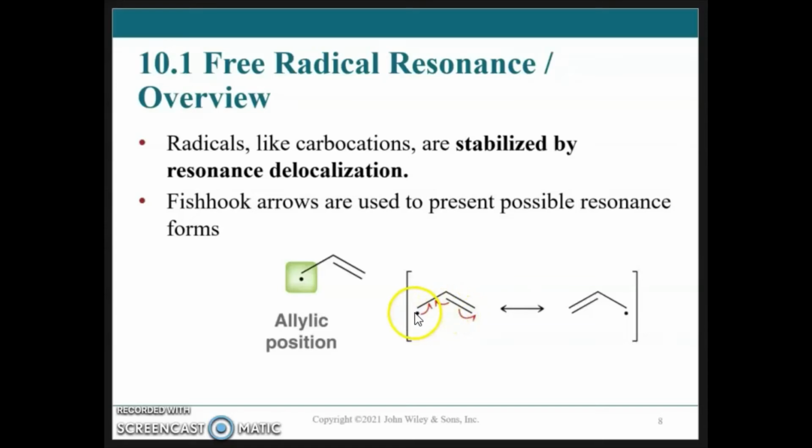The radical electron moves to form a bonding pair with one of the electrons from the neighboring pi bond, which comes in. This is a separate fish hook arrow to bond, and then the lone electron that's left moves to this carbon atom. So we have 2 resonance structures giving us additional stability.